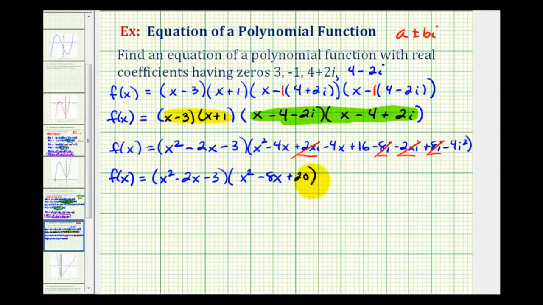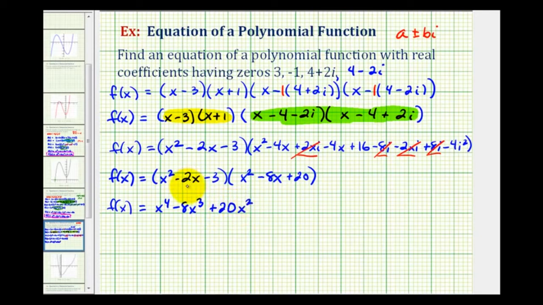And now we need to find this product. So again, we have three terms here and three terms here. We'll have 9 products. So we'll have f of x equals, we'll start by distributing the x squared into the second trinomial. So we'll have x squared times x squared, that's x to the fourth. X squared times negative 8x, that's going to be negative 8x cubed, or minus 8x cubed. X squared times 20, that's plus 20x squared.